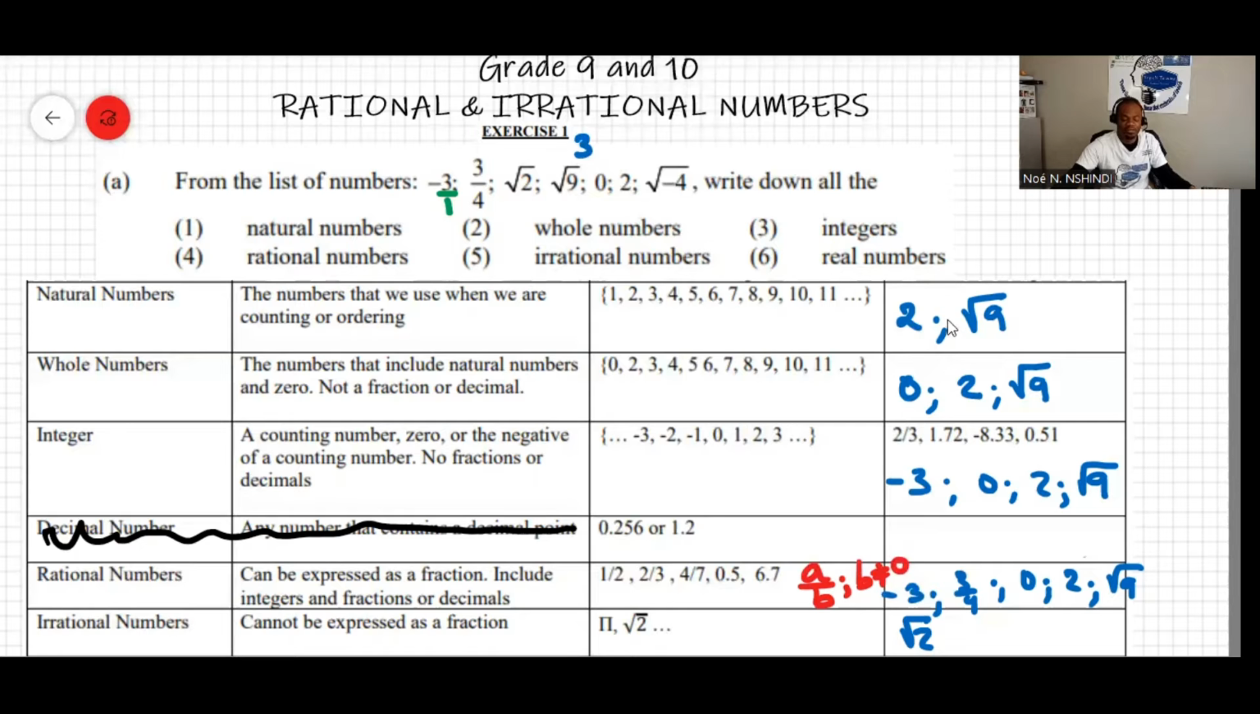And the real numbers take all the numbers: the natural numbers, whole numbers, integers, and rational numbers. So the real numbers, I can write them here: -3, 3/4, square root of 2, square root of 9, 0, 2. Square root of -4? No, this is not a real number. This is a non-real number because in the calculator it sends an error message. Okay, thank you.